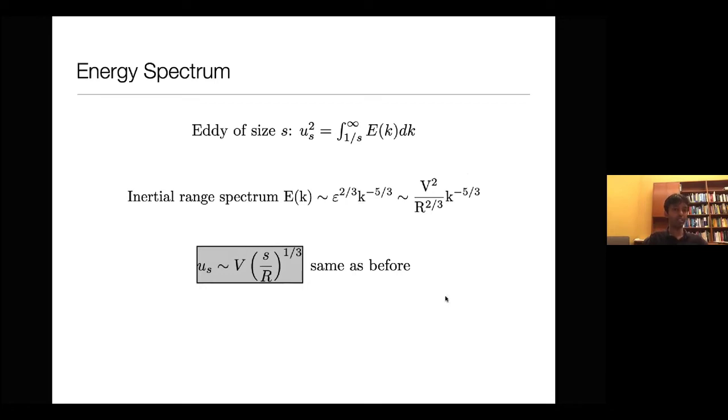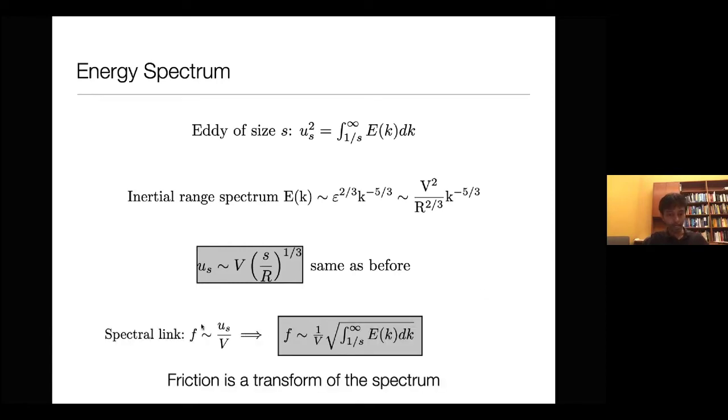So why do I introduce this energy spectrum? Well, because it provides us with a very convenient way to actually see the shape of the spectrum in real flows and see what's been missing in the model that I've described so far. And just to put one more step, the idea that the friction scales as the velocity of the dominant eddy over V in this language of the energy spectrum now can be expressed this way. And you can here clearly see that friction is but a transform of the spectrum. If you give me the shape of the energy spectrum, I can predict the friction.